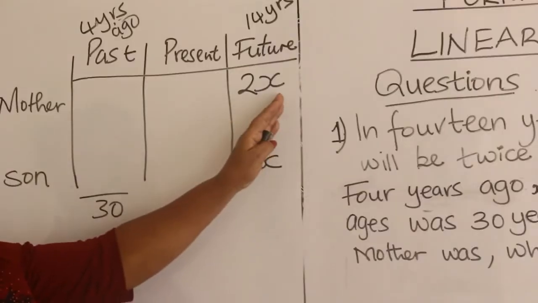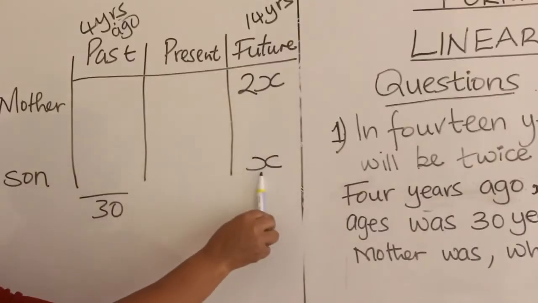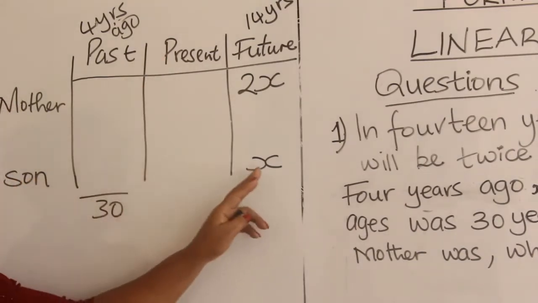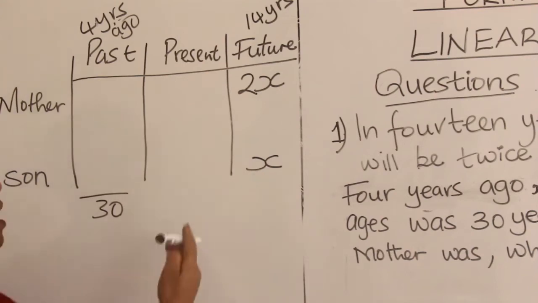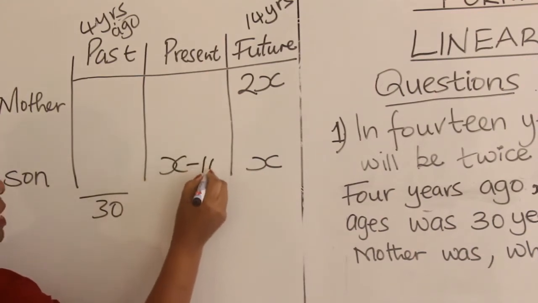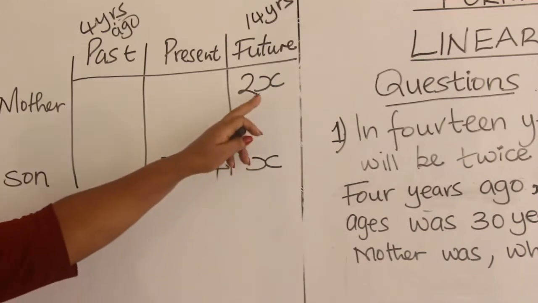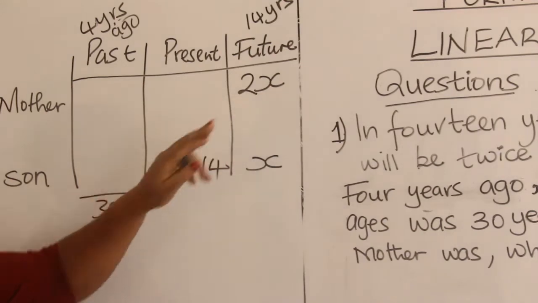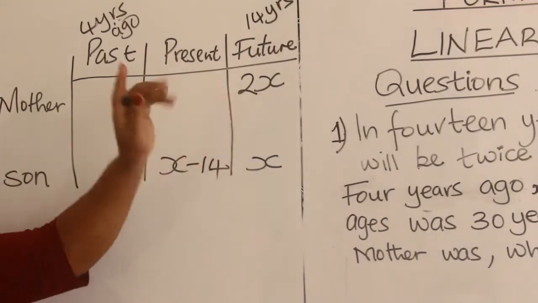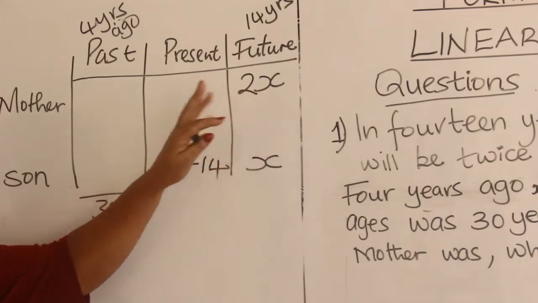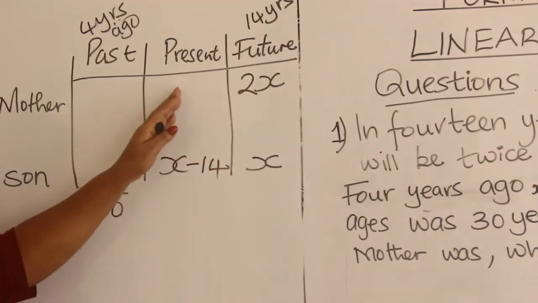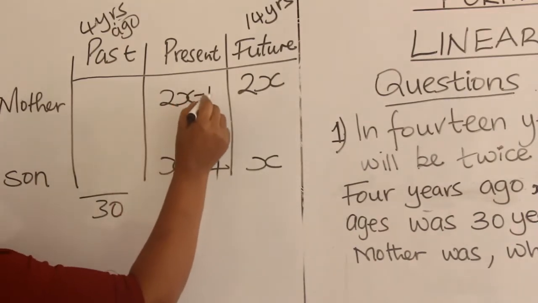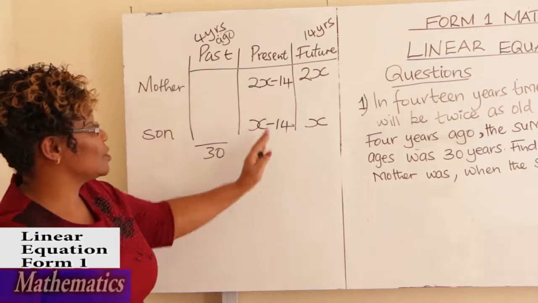You come to the future. If in future the son will be X years, what about today? What about the present? It will be X minus 14. You subtract, because you're talking about the future here. In 14 years' time, the mother will be 2X, so to get the present you subtract 14 also. So you talk of 2X minus 14. So these are their ages today.